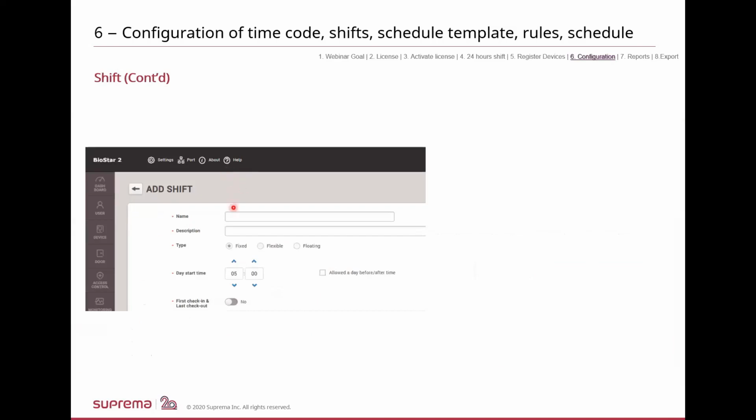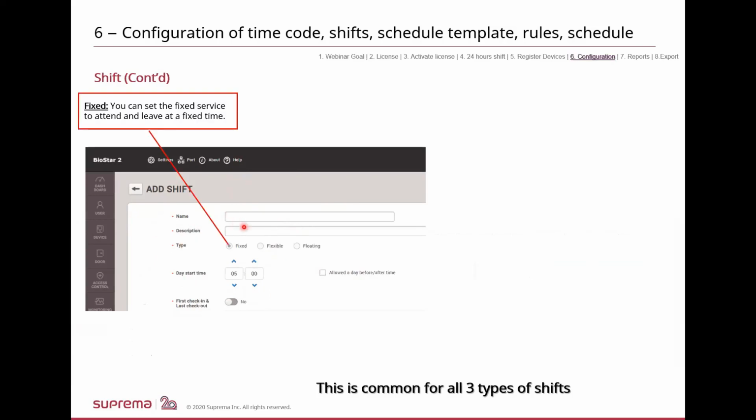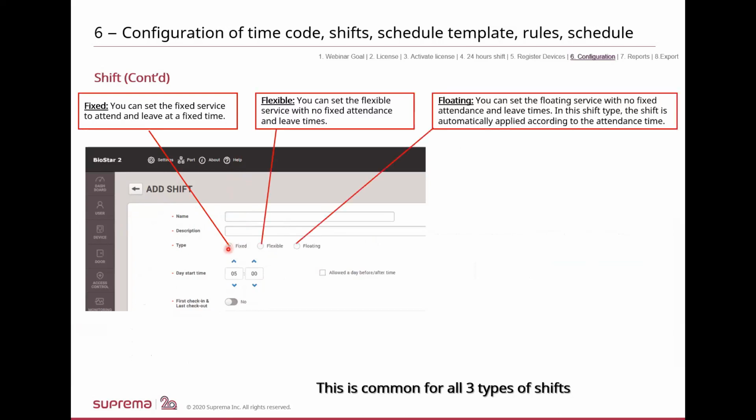Please note that the first part, until the first check-in and last check-out, is common for all the 3 shifts we have in BioStar 2. So what we discuss here now is applicable for all the 3 shifts configuration. Of course, after the name and description, you can select the type of the shift, either fixed, flexible, or floating.